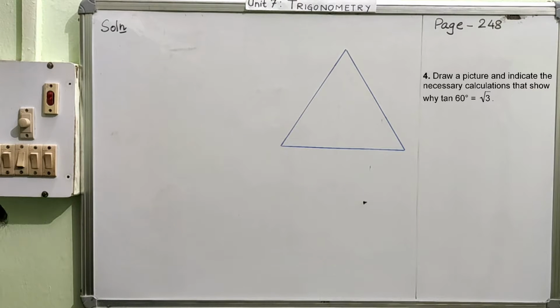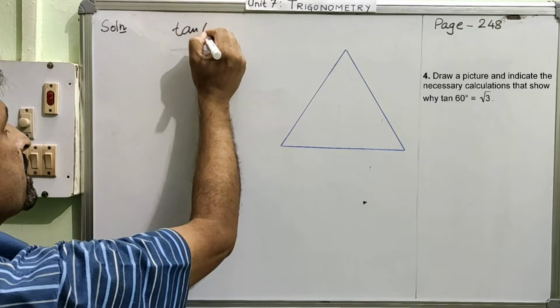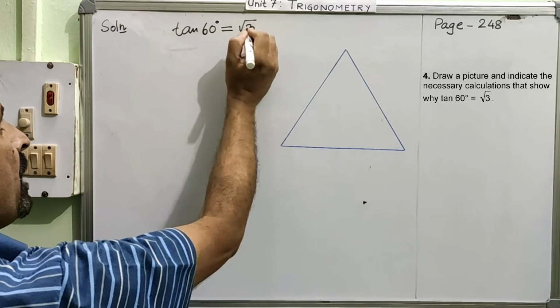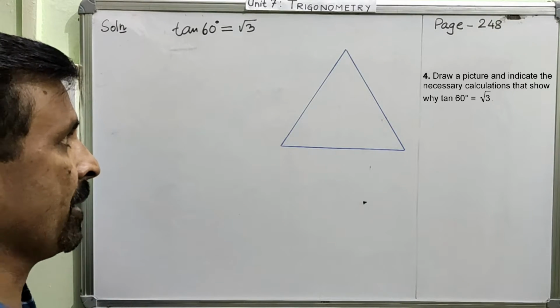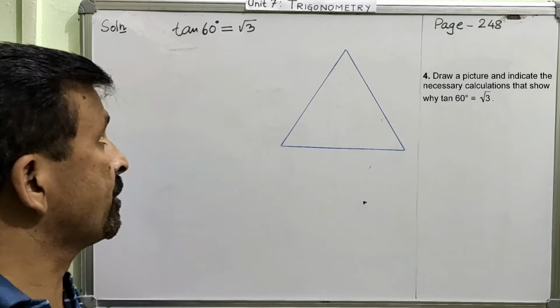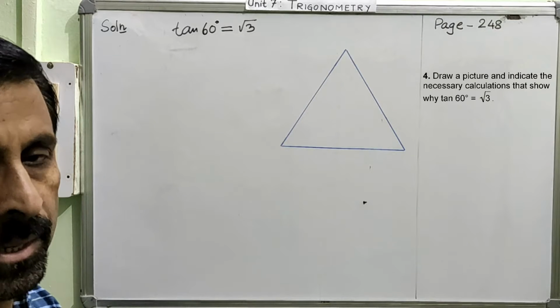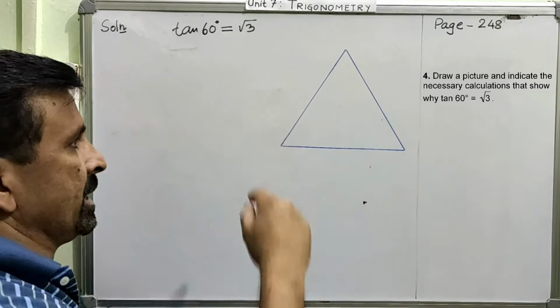With the help of a diagram, we have to prove that tan 60 degree is equal to root 3. We have to give the justification with the help of a diagram and some calculation. Is this very clear? So to do that, I have already drawn an equilateral triangle.